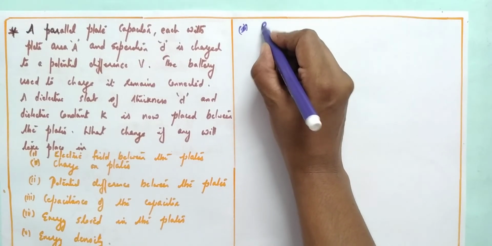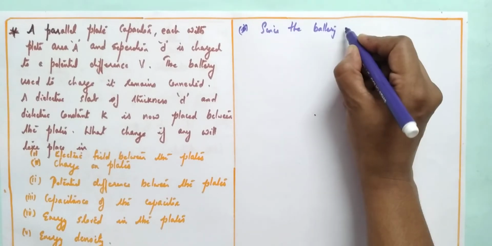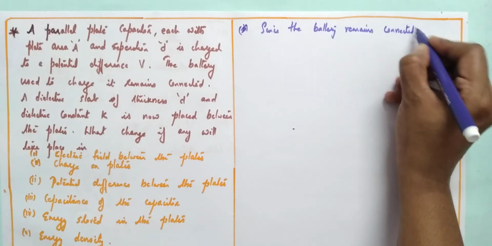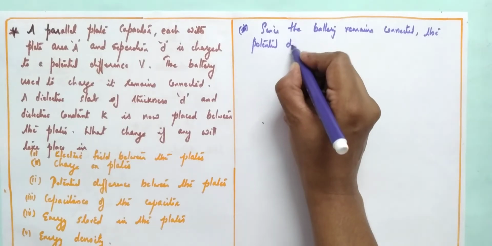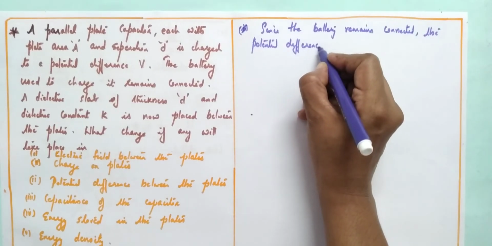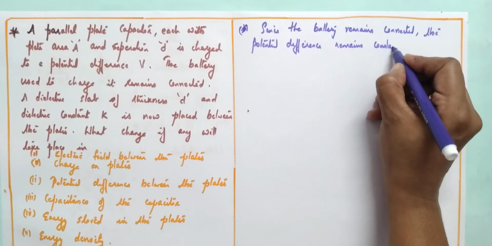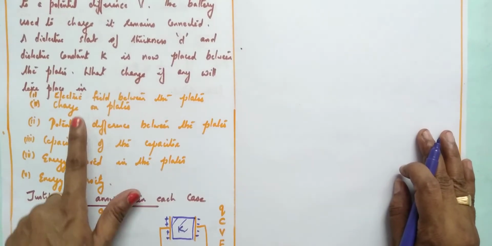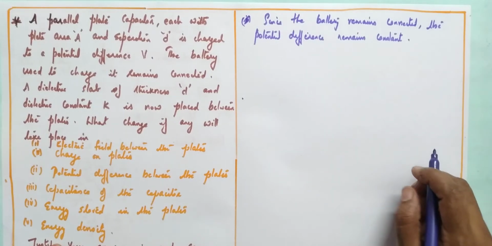Since the battery remains connected, the potential difference remains constant. So that is the answer: potential difference, no change.